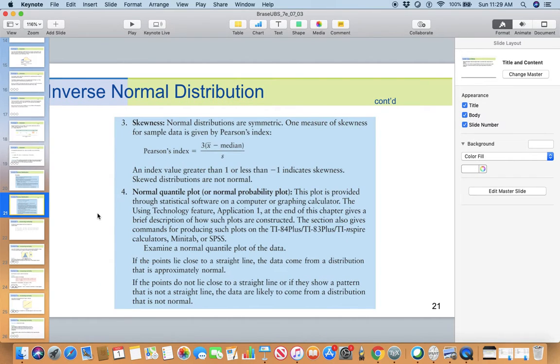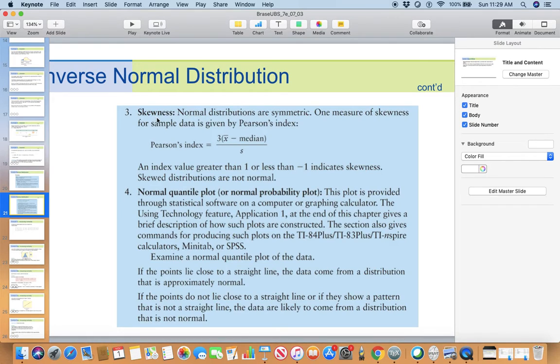Third, look for skewness. Normal distributions are symmetric. One measure of skewness for sample data is given by Pearson's index. Pearson's index is, well, you take the mean of your sample, subtract the median, and divide by the standard deviation, then take 3 times this quantity. That's Pearson's index. If the Pearson's index value is greater than 1 or less than -1, you have skewness. Skewed distributions are not normal.